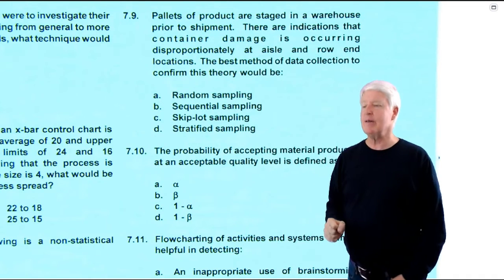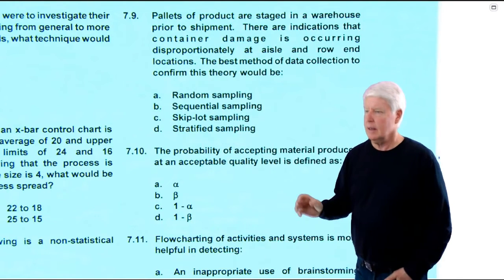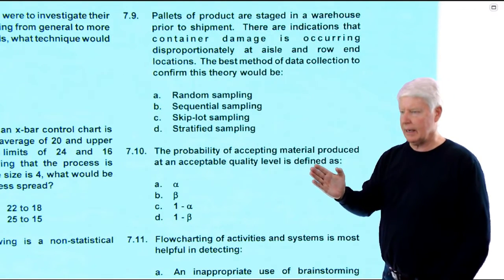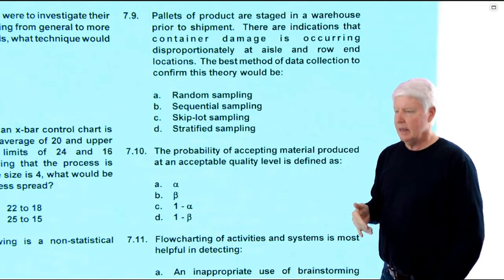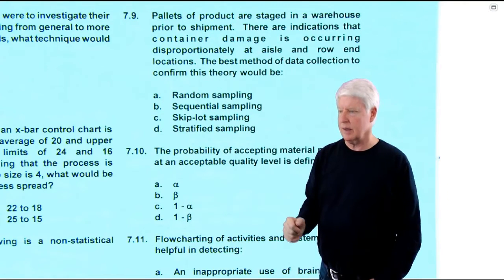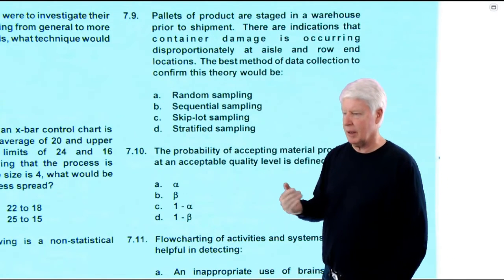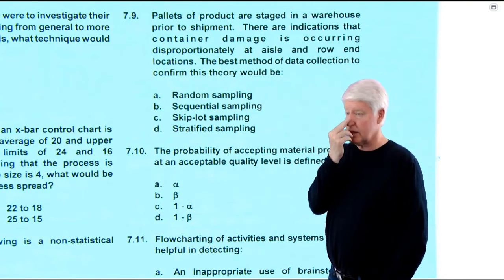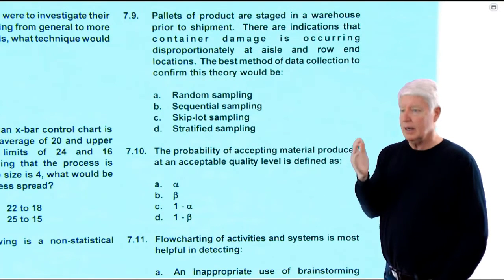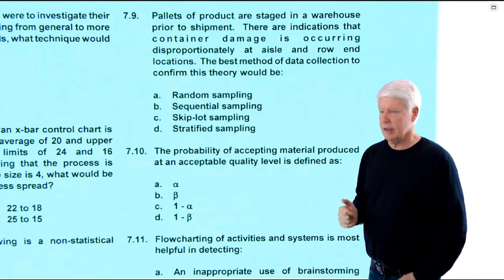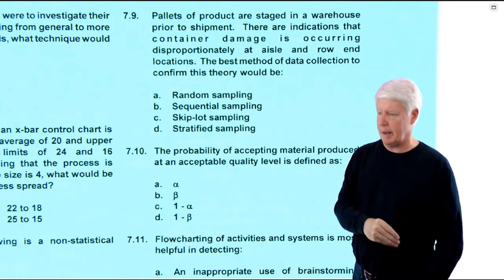First of all, the 1 minuses mean you made the correct decision. If it was bad, you rejected it. If it was good, you accepted it. The probability of accepting material produced at an acceptable quality level is defined... Oh, so you're accepting good. So it is going to be one of these 1 minuses. If you accepted something bad because you didn't pick up on it in your sampling plan, it'd be alpha or beta. But this is going to be 1 minus alpha or 1 minus beta because you made the right decision. It was good and you accepted it as good. So that's 1 minus alpha. I think 1 minus beta is it's bad and you said it was bad.